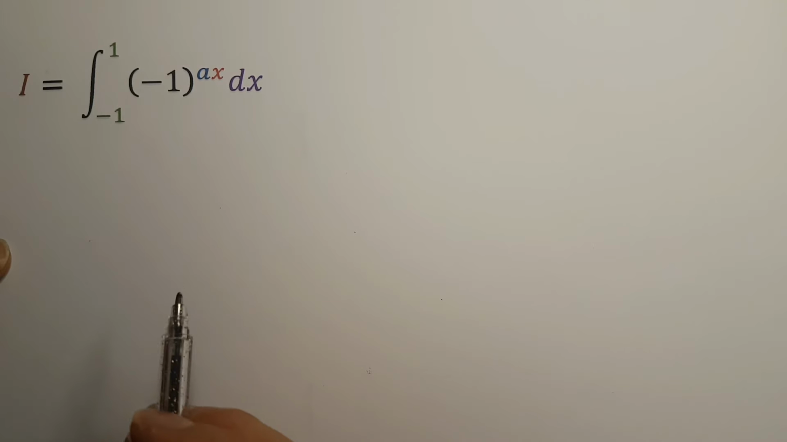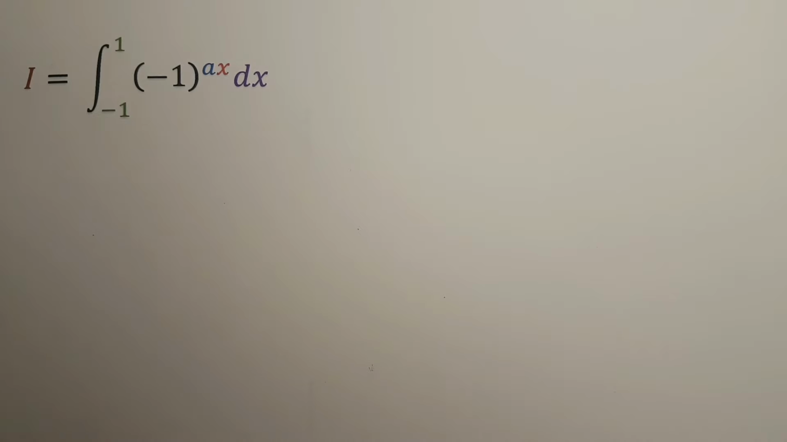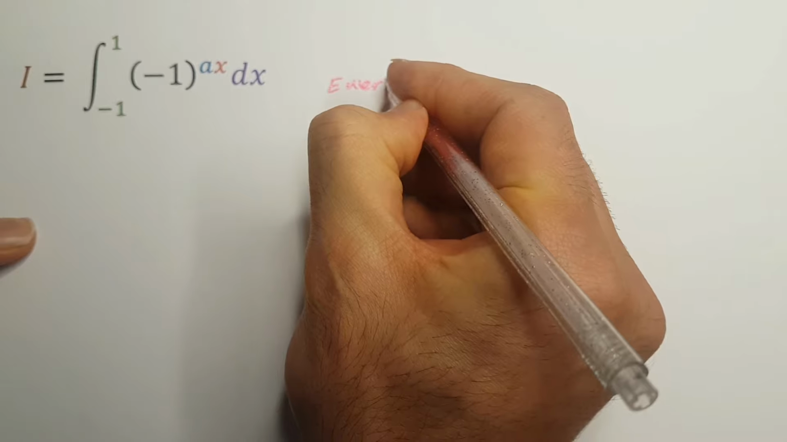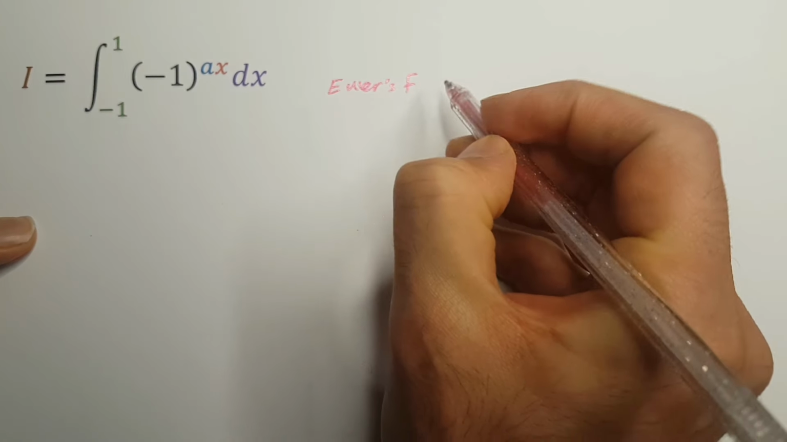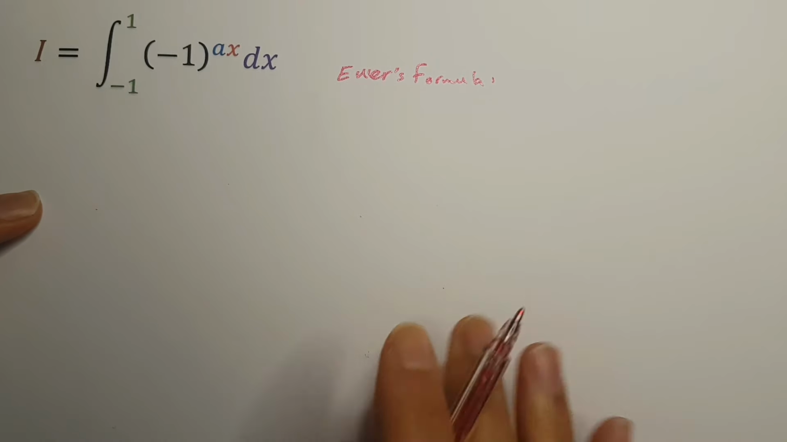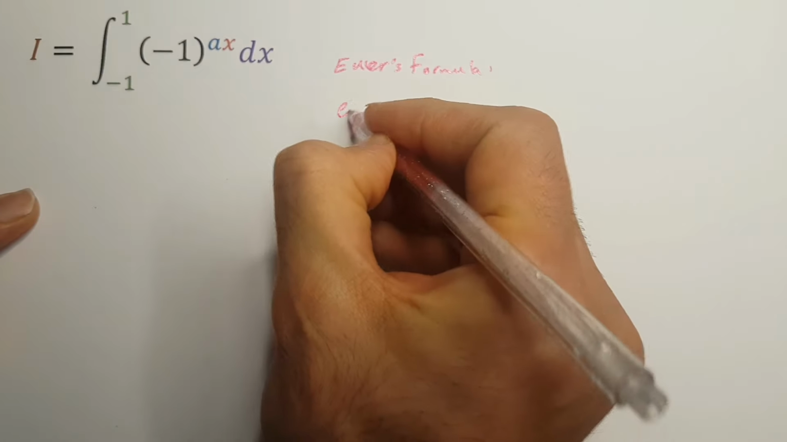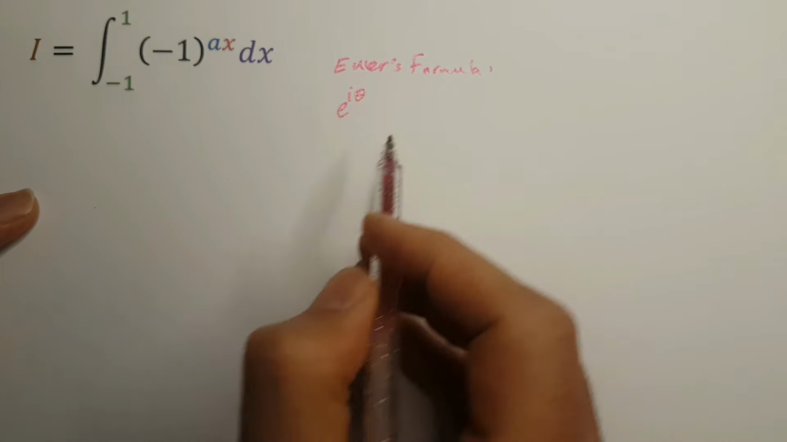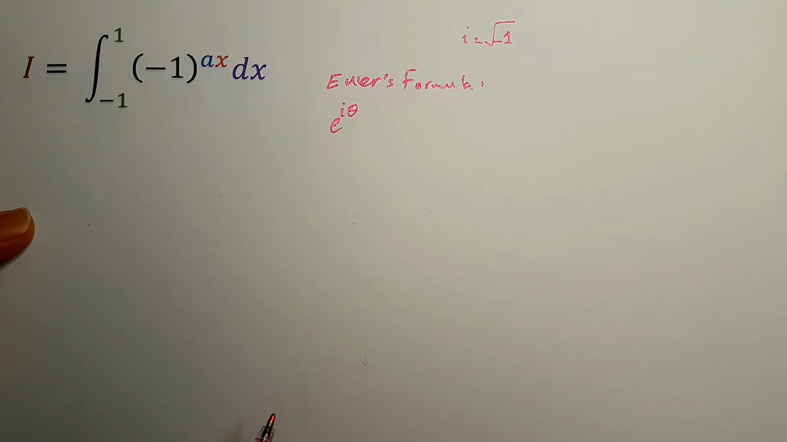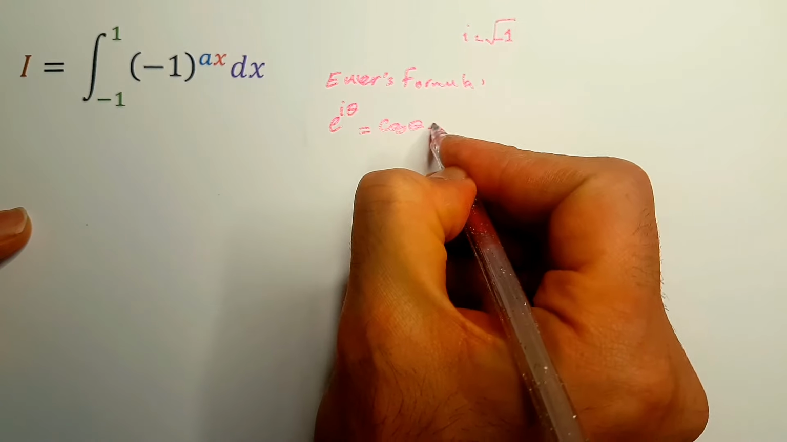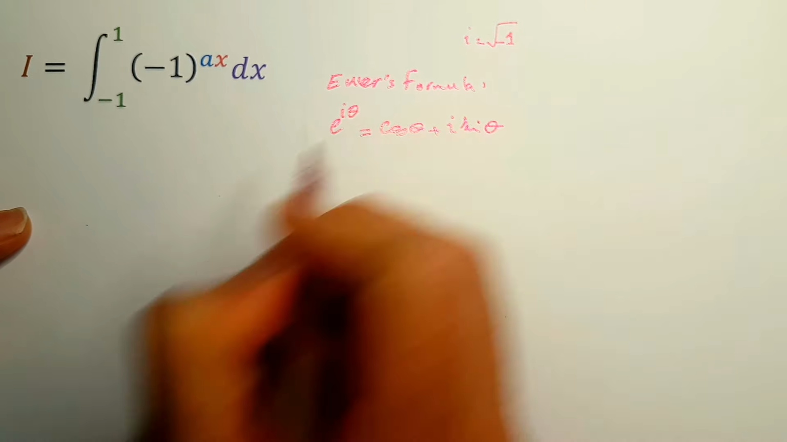There is a beautiful formula in mathematics called Euler's formula. So Euler's formula, I'm just going to write it here, is basically e to the power of i theta, where i is the square root of negative 1, is equal to cosine of theta plus i sine of theta.